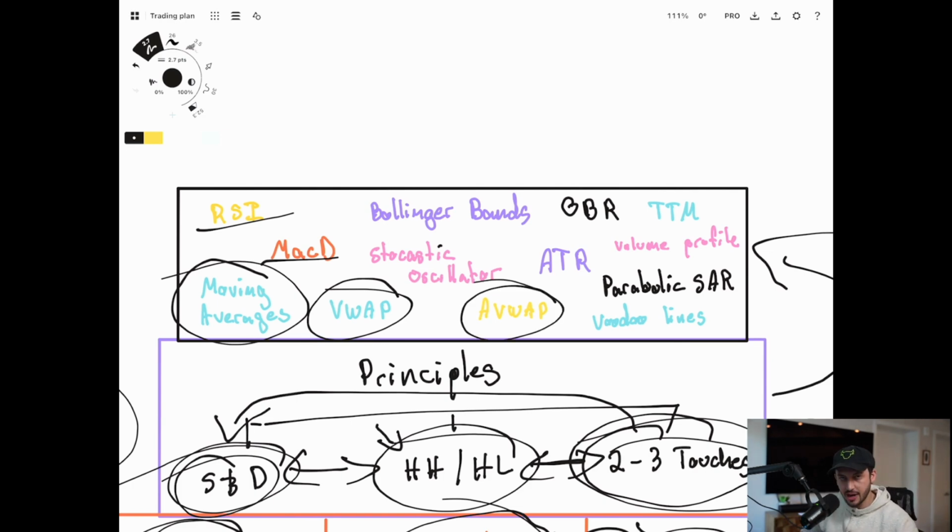Next is going to be the anchor VWAP. I use the anchor VWAP on the larger time frames to try to catch momentum in the market. I have been very successful with the anchor VWAP. Next is going to be the Voodoo Lines. Voodoo Lines is a $2,000 to $3,000 indicator. I'm not advocating for them. I'm not telling you go out and buy the Voodoo Lines.